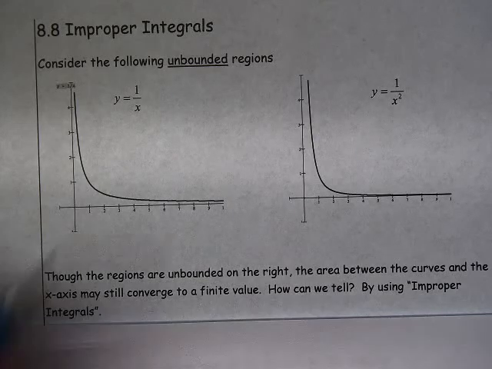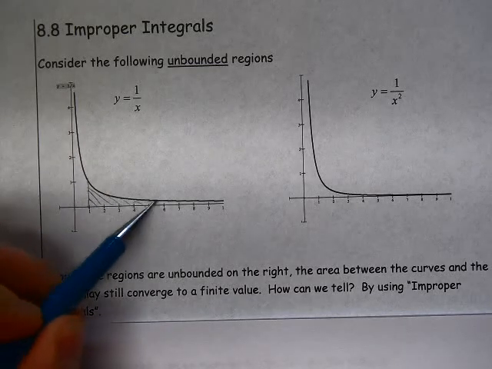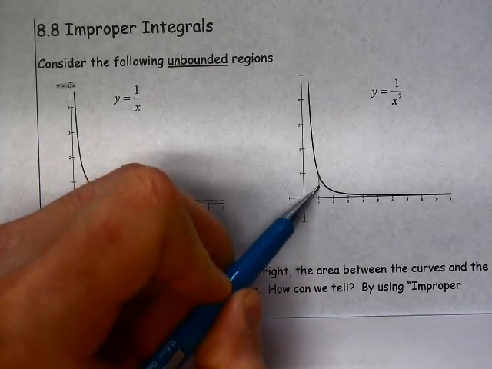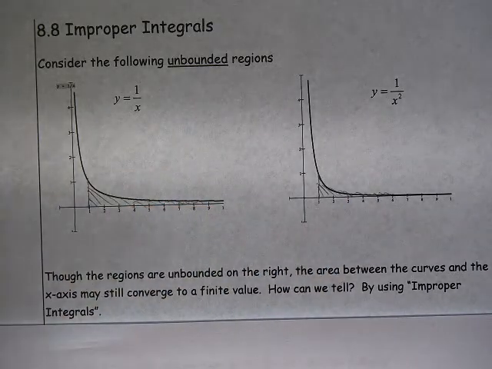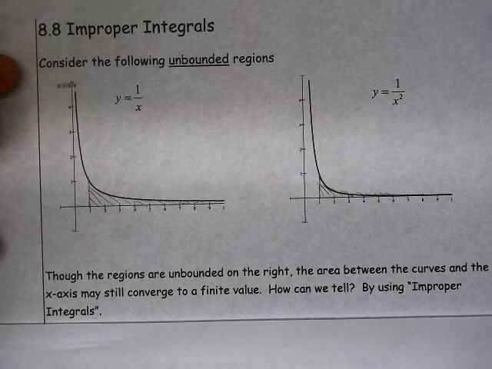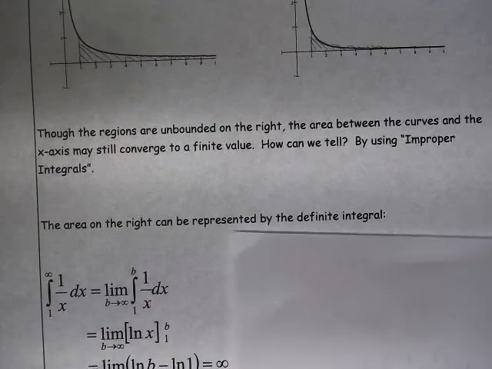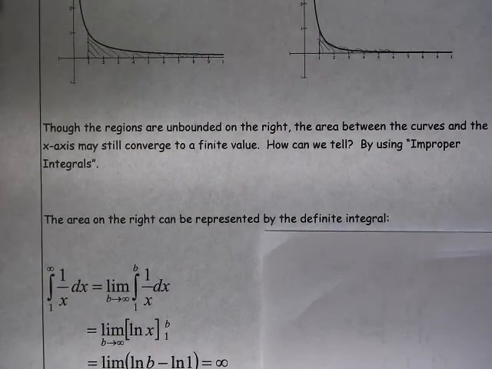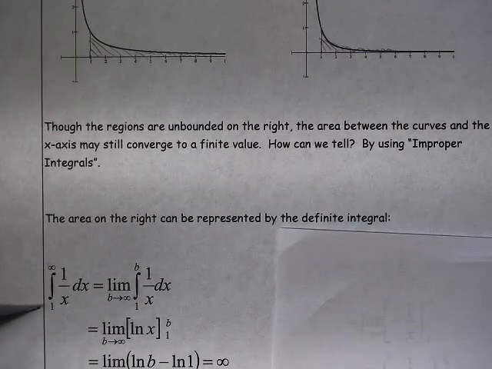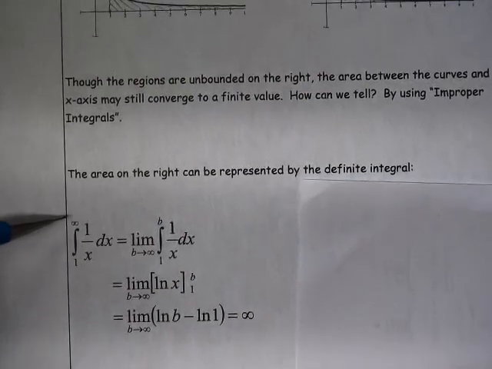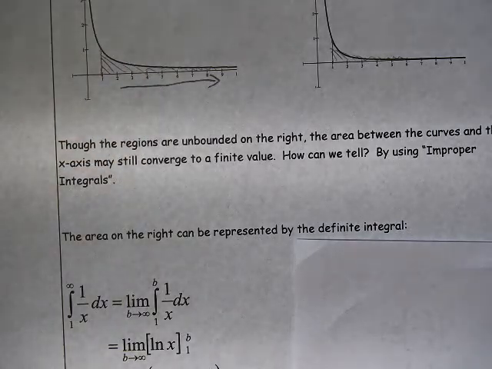All right, so the area that we're going to look at, we're going to integrate from x equals 1. So we're looking at this area, and here we're looking at this area here. We're going to analyze those two unbounded regions. So let's look at the one on the left first. We can look at 1 over x. I want to integrate from x equals 1 all the way to infinity.